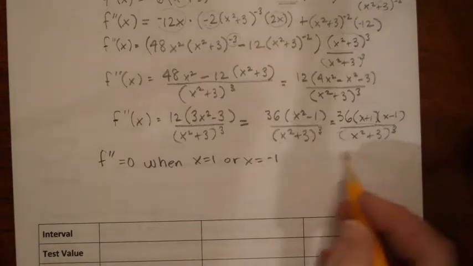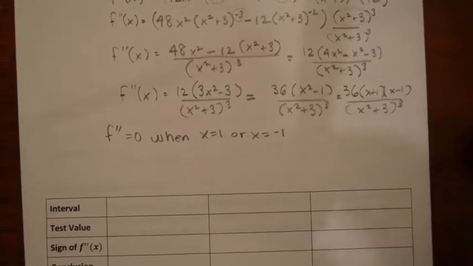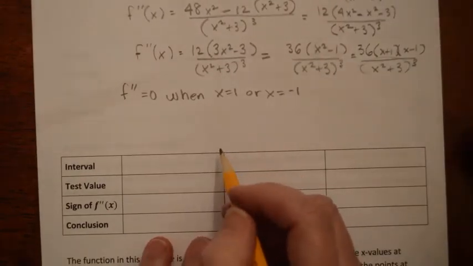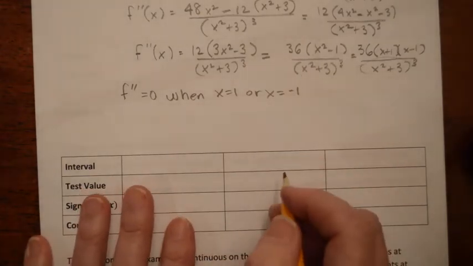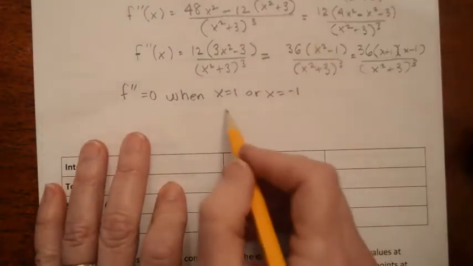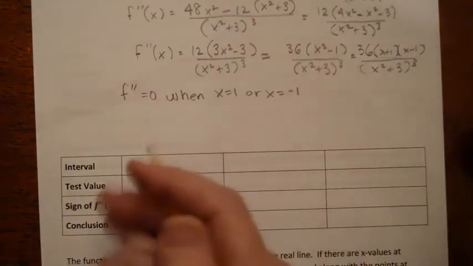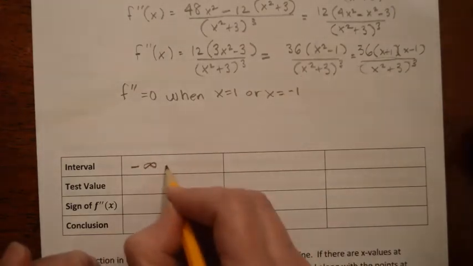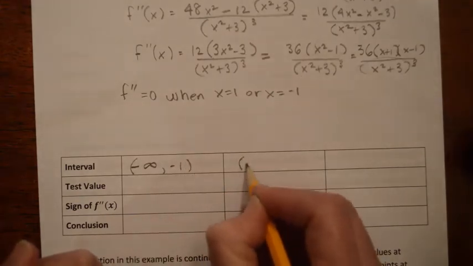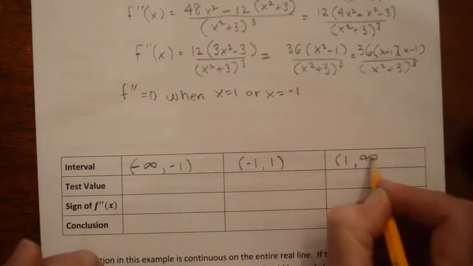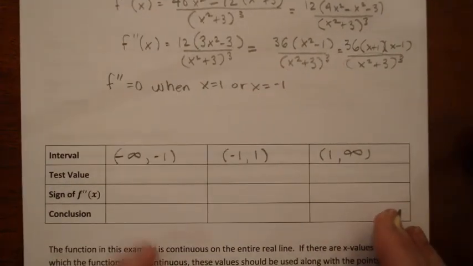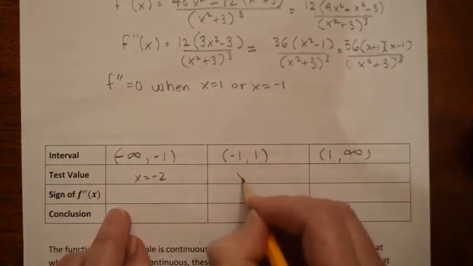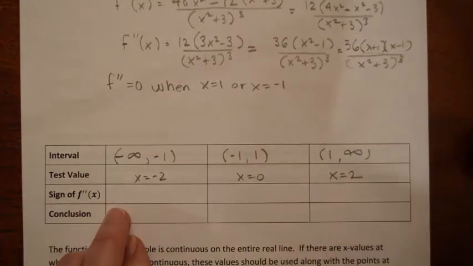All right. I'm going to leave this space open and we'll come back in just a minute to draw a graph of it. But what it says to do next is to set up test intervals. So again, remember we did this in class the other day where we set up intervals. It was continuous everywhere. We're looking at where it's concave up and concave down on the entire real line. So I'm going to set up intervals that go from negative infinity to negative 1, from negative 1 to positive 1, and from positive 1 to infinity. Then I have to pick a test value in each interval. So I'm just going to pick x equals negative 2, x equals 0, and x equals positive 2.